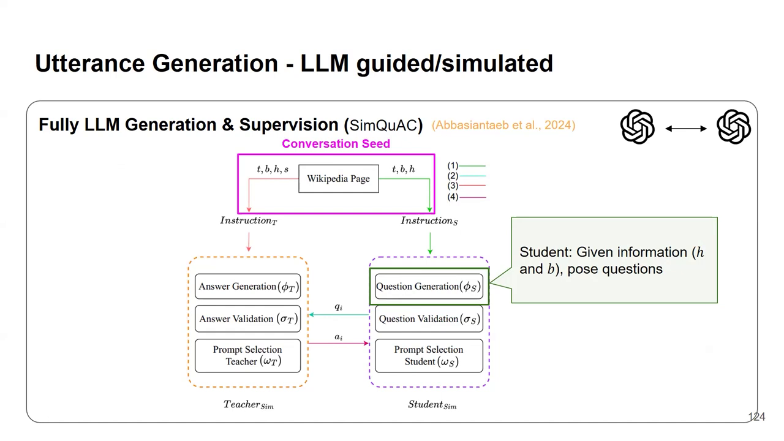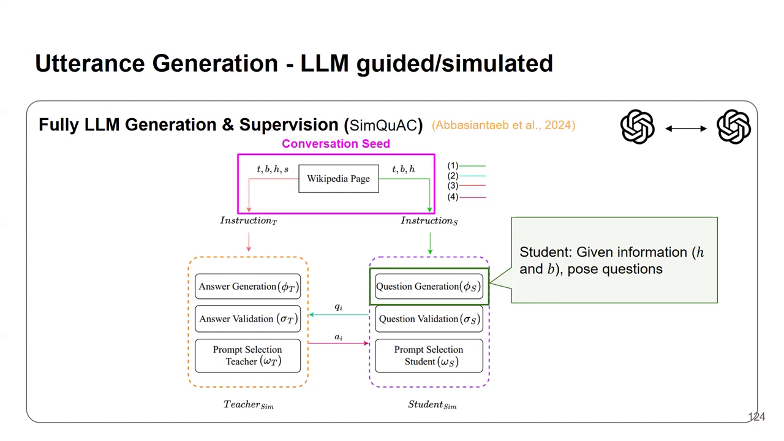And so now what we simulate is a student asking questions to a teacher that is much more knowledgeable. So the first LLM will have the beginning of a Wikipedia, and the second LLM will have access to the entire Wikipedia page. And so through this paper, the authors essentially dictate to the LLMs how they should interact with each other, making the student ask the next question to uncover parts of the knowledge that it doesn't have access to.